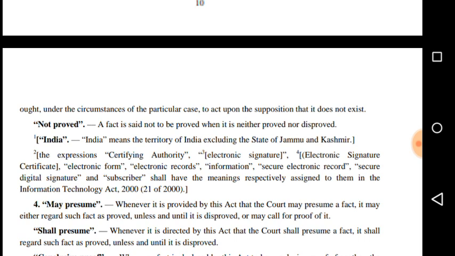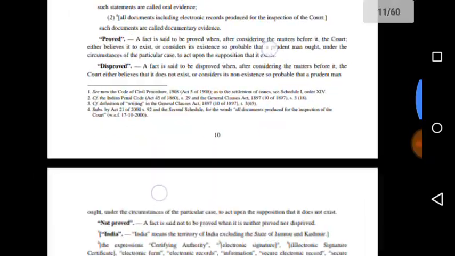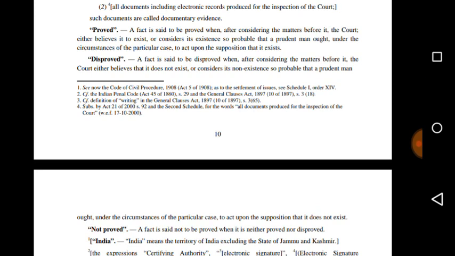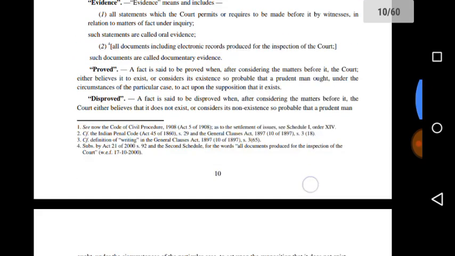When it cannot be proved beyond all reasonable doubts, and when it cannot even be disproved either. The court cannot say that it exists, and the court cannot even say that it does not exist. That's why it is said to be not proved. This terminology here, proved, disproved, and not proved, is interesting, and you cannot make any mistake. Not proved does not mean disproved. It means the court has neither proved nor disproved. A fact is said not to be proved when it is neither proved nor disproved. Important.